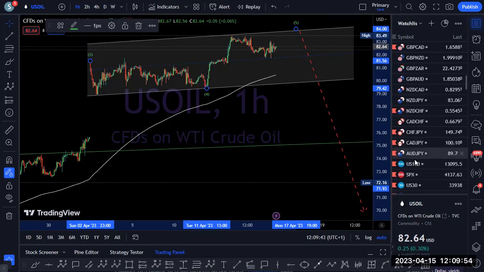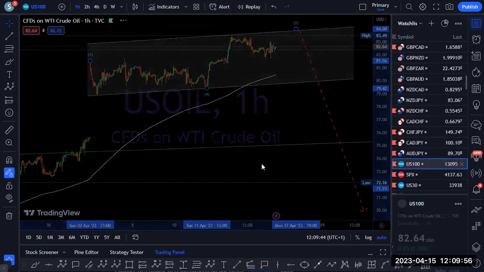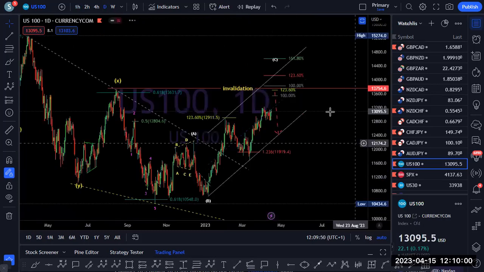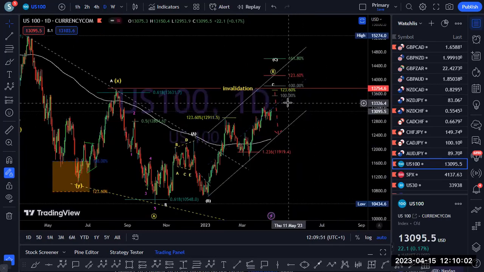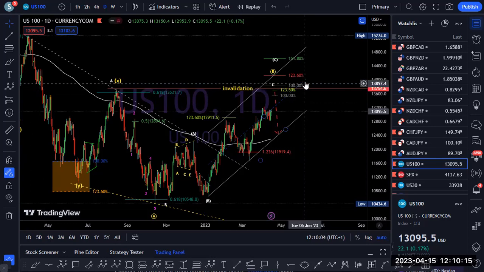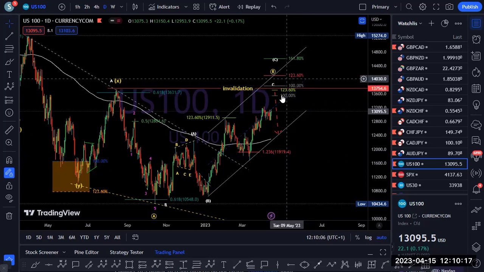Let me go to NASDAQ, US 100. I'll show you daily on this one. So now I'm expecting NASDAQ to go further up, maybe 13,550, 13,700, or even 14,000 before it will sell again. So that's what daily is showing us.